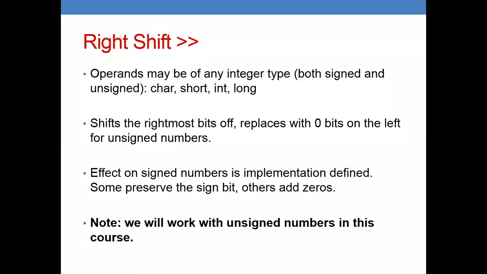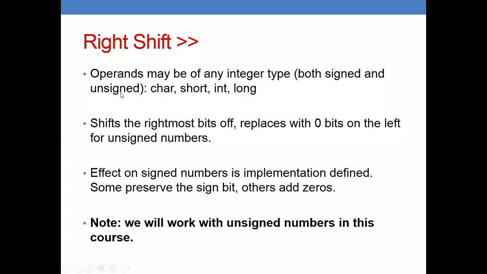Let's take a look now at the bit shift operators, the right shift and the left shift. The right shift looks like two greater than signs, no space in between. The operands may be of any integer type, both signed and unsigned. They can be chars, shorts, ints, longs. We're going to commonly work with the unsigned, so we won't worry about the signed.